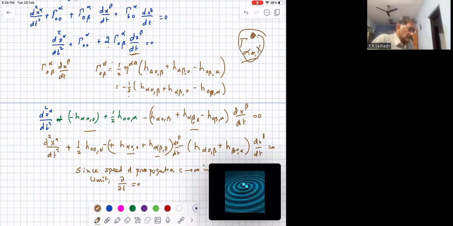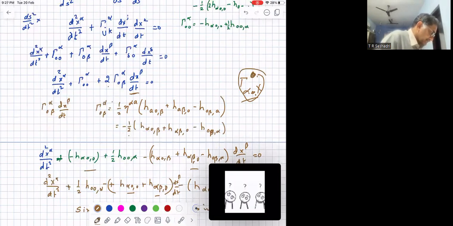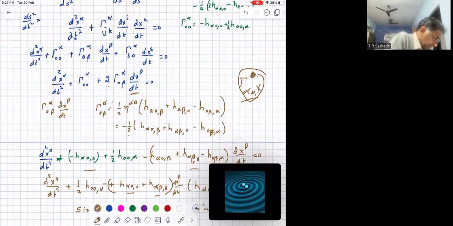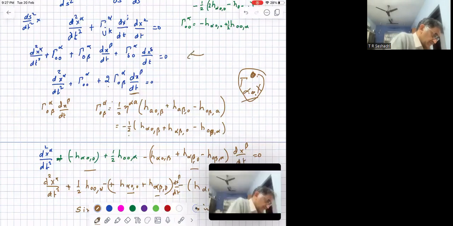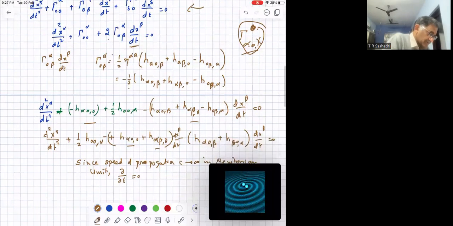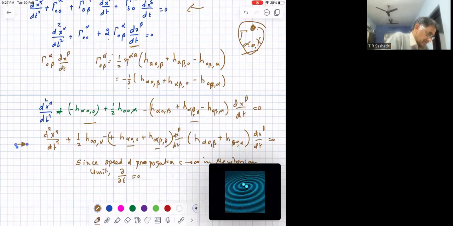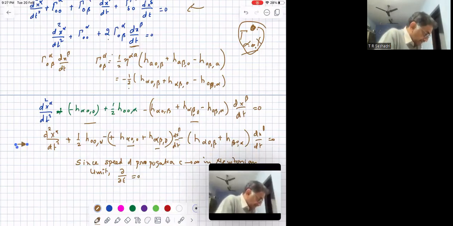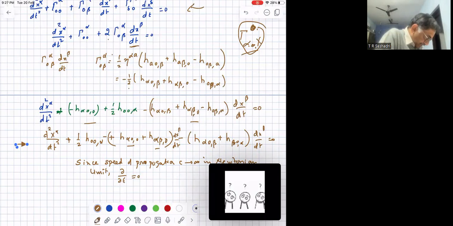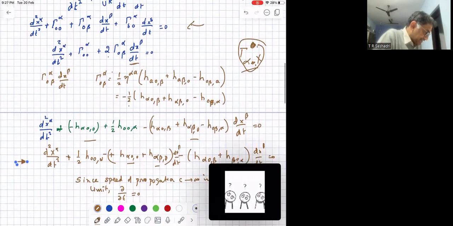No, that I understood. But then she was asking about dx beta by dt not being there, in the second step on the second page. If you see the previous equation, the first term is d square x alpha by dt square, right? And then there's the second term, minus h alpha 0 comma 0, that doesn't have a dx beta by dt term.